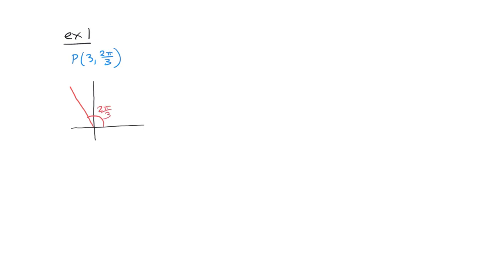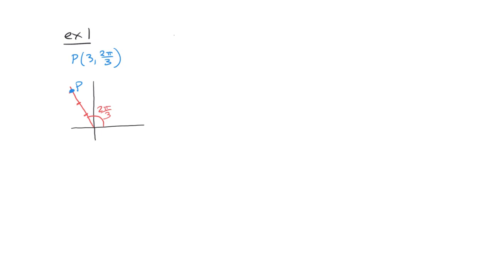And then it's going out 3 units. So you could think of it like 1, 2, 3 units. So right there is the point P. 2 pi over 3 is the angle and 3 units out, so that's how we would write that one.